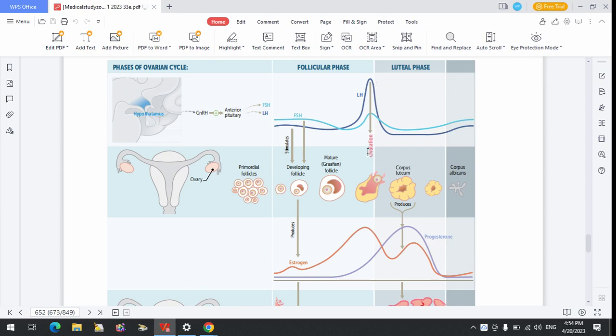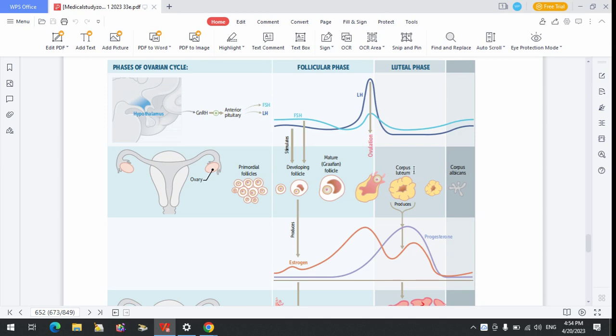So once there is that LH surge, this Graafian follicle that's already matured ruptures to release its content. And the content is going to be the secondary oocyte. So it's going to release its content, which is the secondary oocyte. That means that the follicular cells surrounding the secondary oocyte are now free. They contain the thecal cells and the granulosa cells. So they are going to change into what we call the corpus luteum.